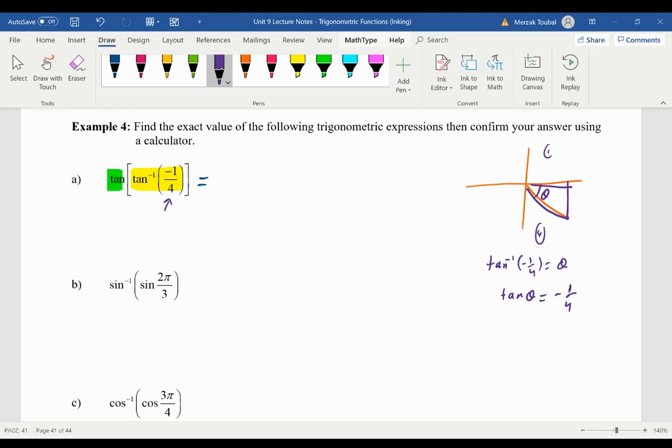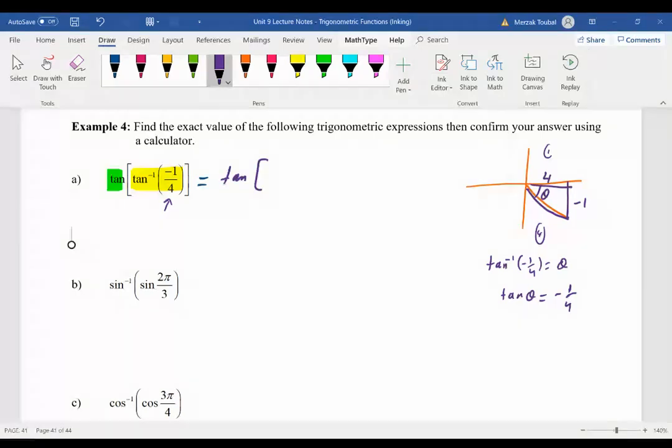So what is tangent? Tangent is the opposite over the adjacent. So the opposite must be negative 1. The adjacent must be 4. It can't be otherwise, because the adjacent is on the positive x-axis, so it must be positive. The opposite is below the x-axis, on the negative y side, so the negative corresponds to the opposite. So negative 1 will be the opposite. Now this will answer itself actually.